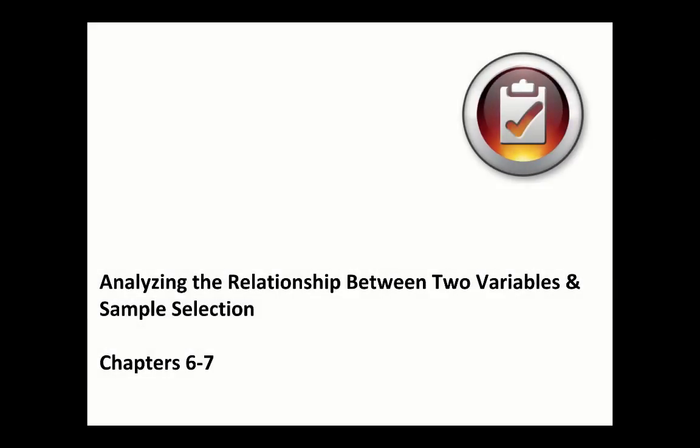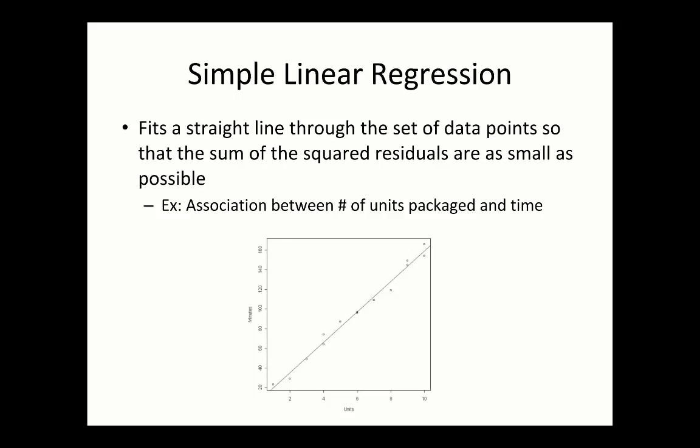In this lecture, we will be examining methods for analyzing the relationship between two variables and sample selection. This covers chapters 6 and 7 of your course textbook. A simple linear regression can be conducted when you want to find the relationship between two quantitative variables.